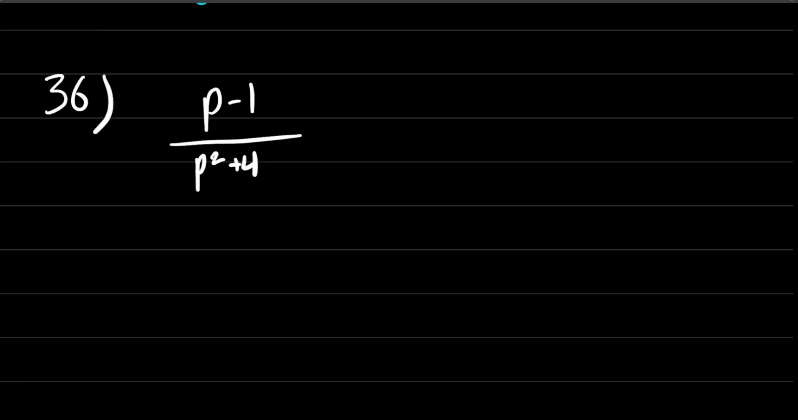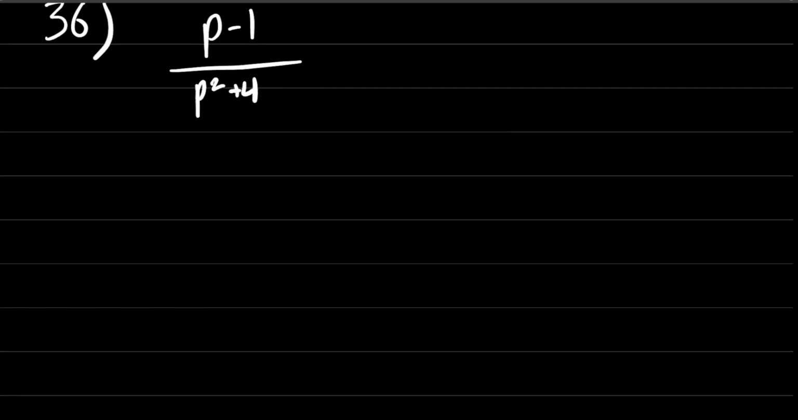Now, we can move on to our next question. Let me flip my review sheet over here, over to question 36, which is our last question in section 4.1. We are given p minus 1 over p squared plus 4. So we're just going to do quotient rule again.